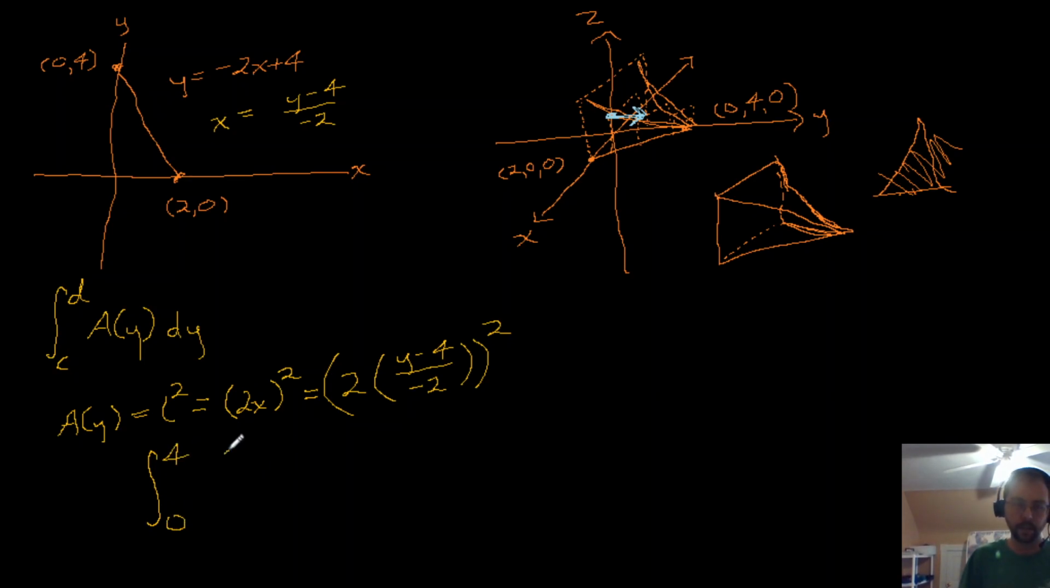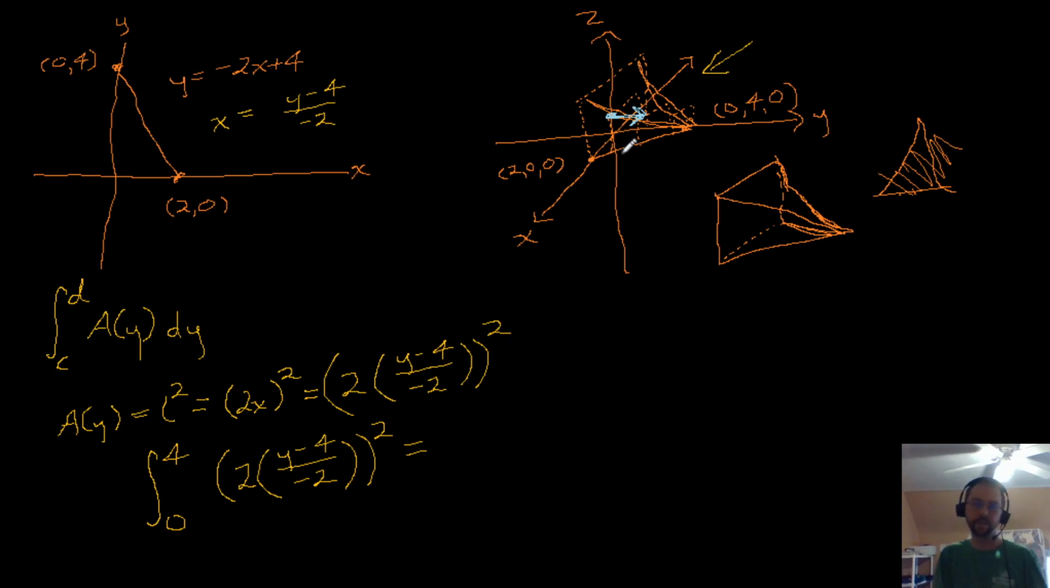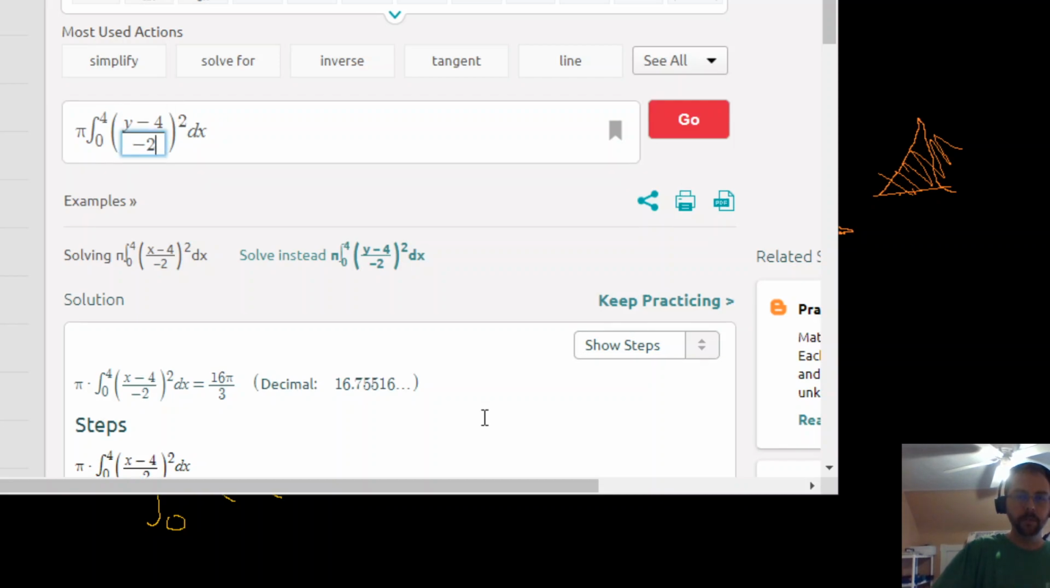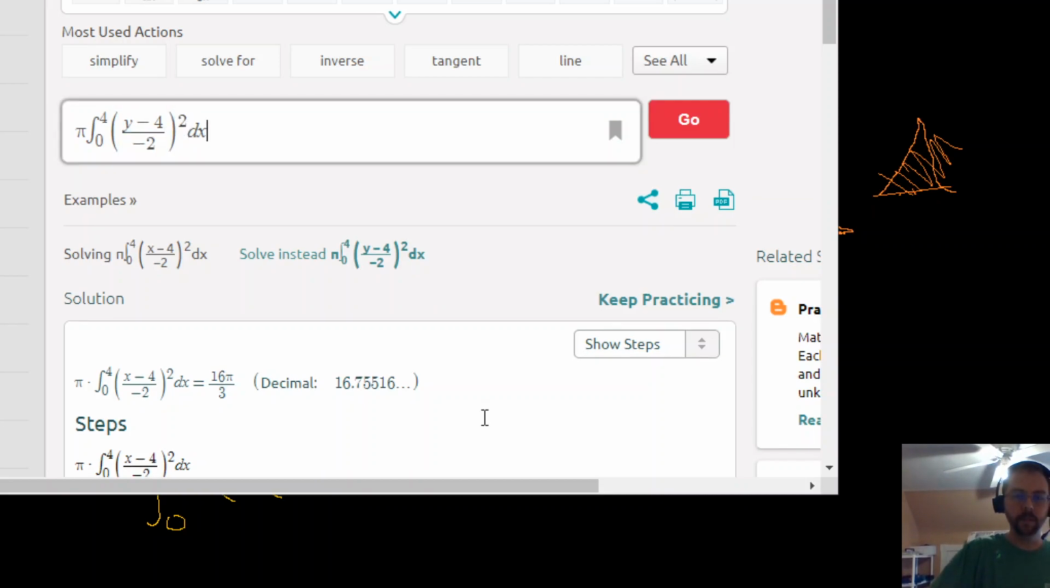of 2 times y minus 4 over negative 2, squared. This should give us the volume of this new shape that I created, which is almost like a pyramid. It's kind of a really funny shape. So integral from 0 to 4. Oh, I used x last time. I wonder if that actually gave me the right answer. It converted it to x when it solved it. That's okay. I should have used a dy, not dx.